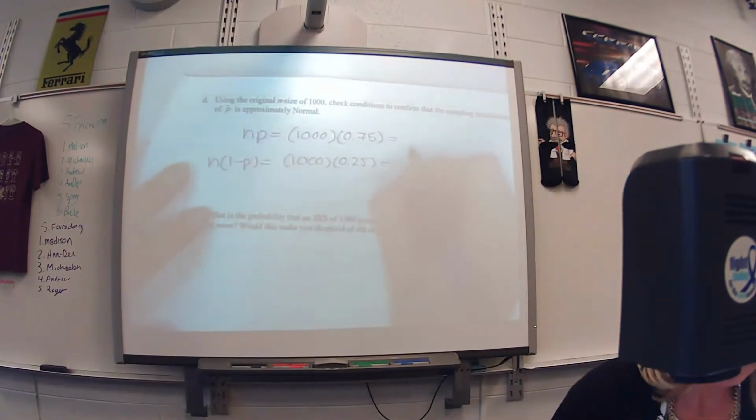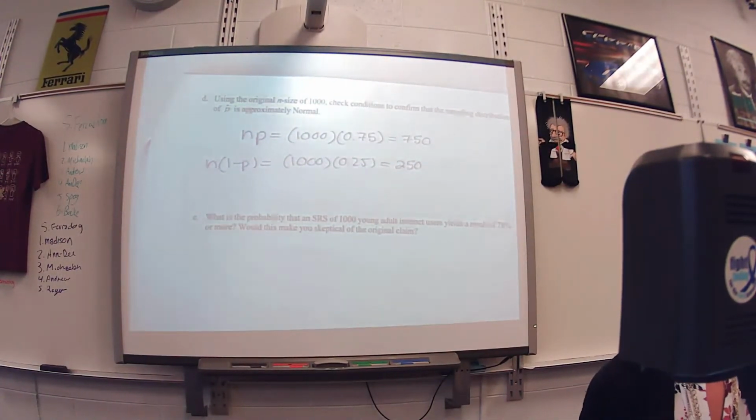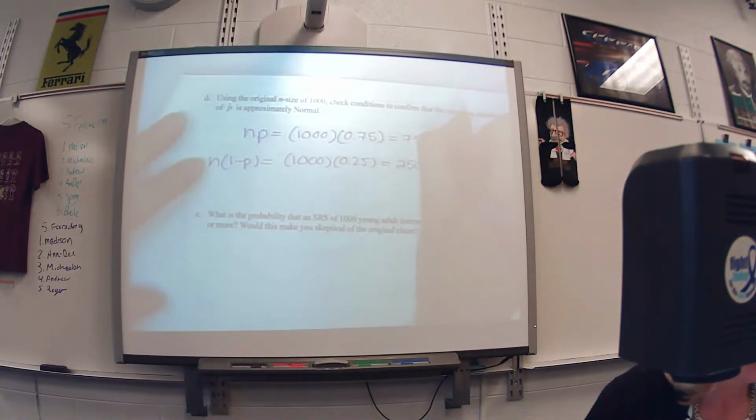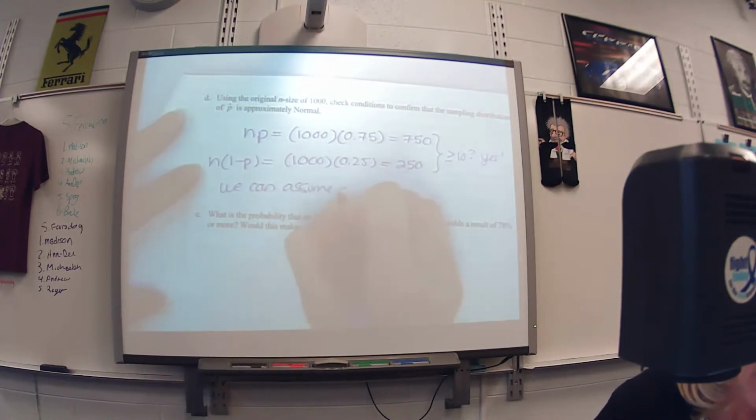So what do we have? 750 versus 250, right? Are those both greater than or equal to 10? Yes. We can assume the sampling distribution is approximately normal.